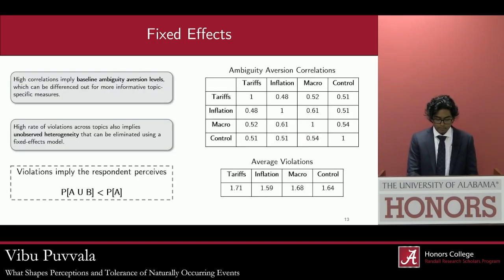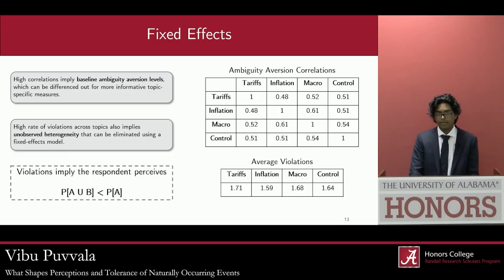So the other interesting finding so far is a high correlation between these ambiguity aversion coefficients. And this high correlation implies the existence of a baseline level of ambiguity aversion, that no matter what the situation is, you're going to have some degree of ambiguity aversion, and based on what the situation is, you may have even more or even less. And this is able to be differenced out using fixed effects methodologies. We have not done this yet, but we do plan to.